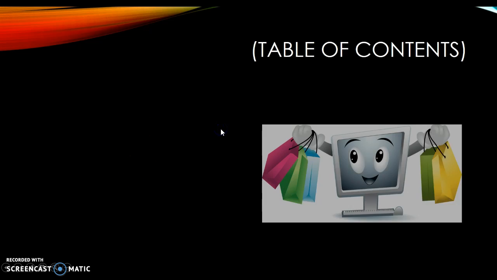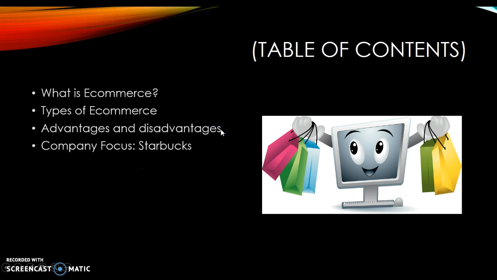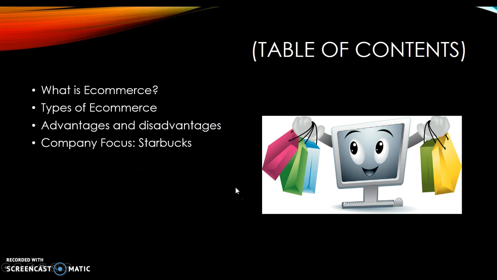So this is the table of contents of my presentation. We're going to start out with what is e-commerce, the definition, the different types, the advantages and disadvantages, and also we're going to focus on my company Starbucks and how e-commerce for this business correlates with the topic as well.